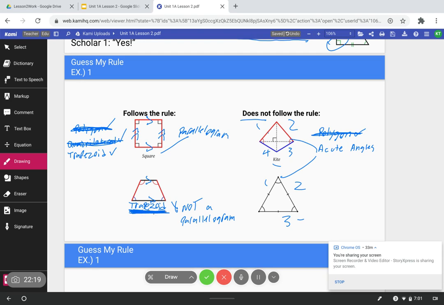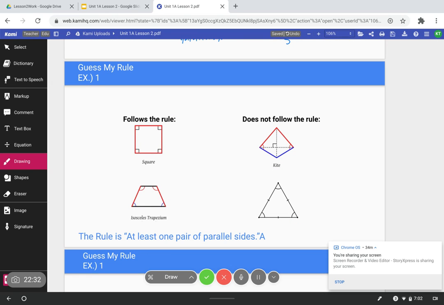My guess is going to be that the rule is: for the shape to follow the rule, it must have at least one pair of parallel lines. Let's see if we're correct. And we are. The rule is at least one pair of parallel sides, which is the qualification for a trapezoid.